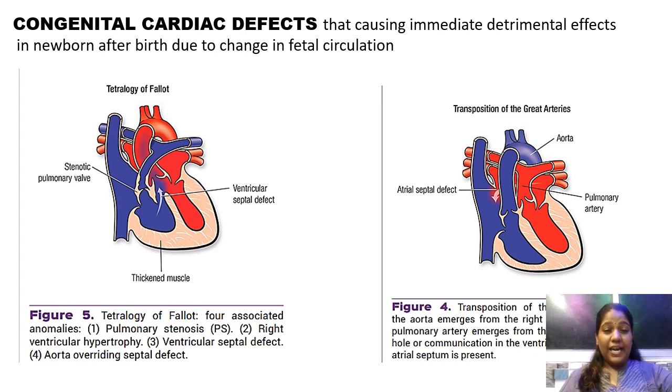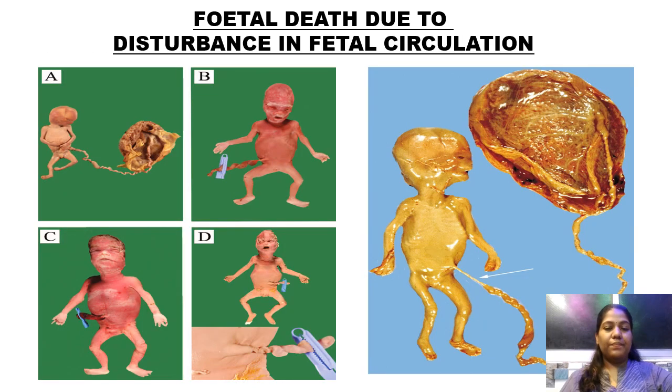And some congenital cardiac defects, especially in tetralogy of Fallot and transposition of great arteries. The baby will start to develop cyanosis soon after birth and end up in death, like newborn neonaticide. So we have to look for any congenital heart defect in fetal autopsy, if at all the baby is born live and dies postnatally.